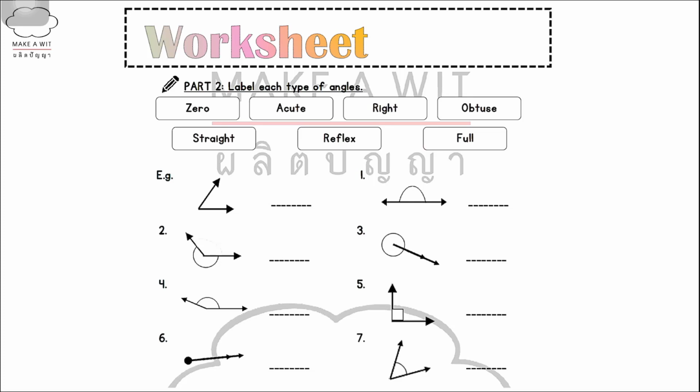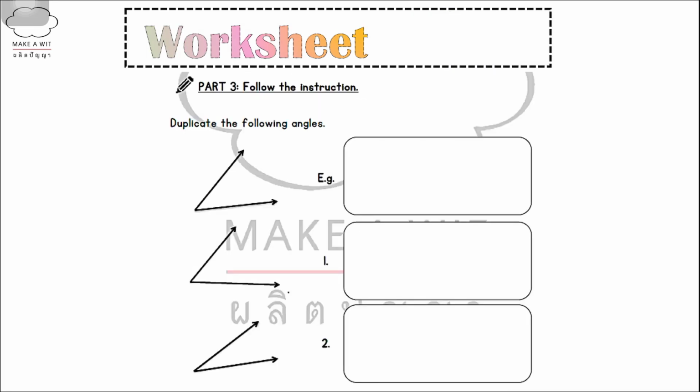So let's start from the example. What is this? Very cute, very small. Acute, very good.